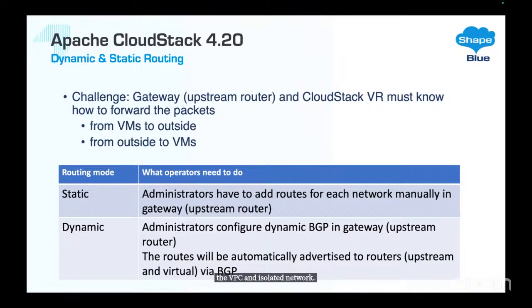For a static network, the administrator has to add, for example, routes for each network they are creating manually in the upstream router. In case of dynamic routing, administrators just need to configure BGP in the upstream router. In that case, the routes will be automatically advertised to the virtual routers via the BGP protocol.